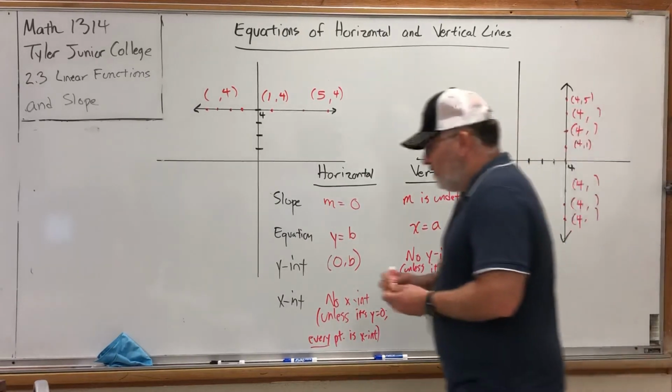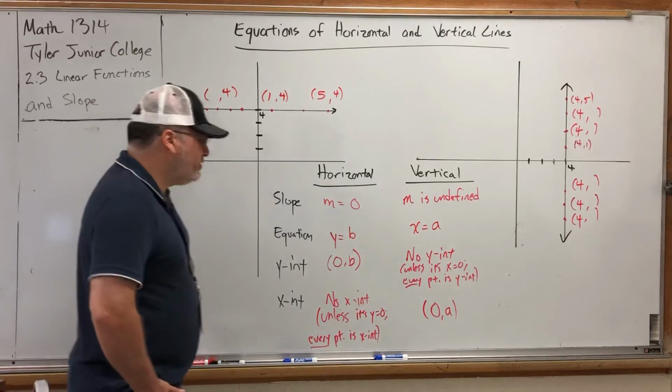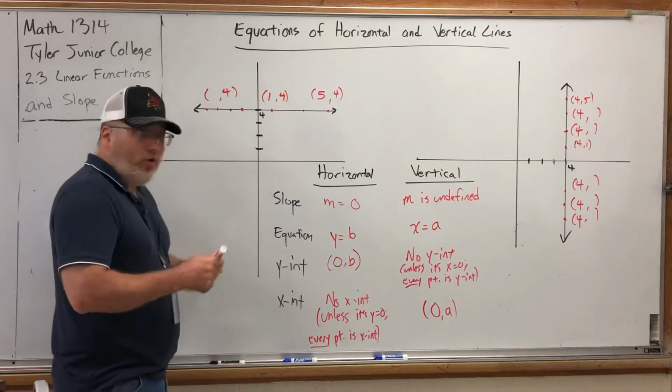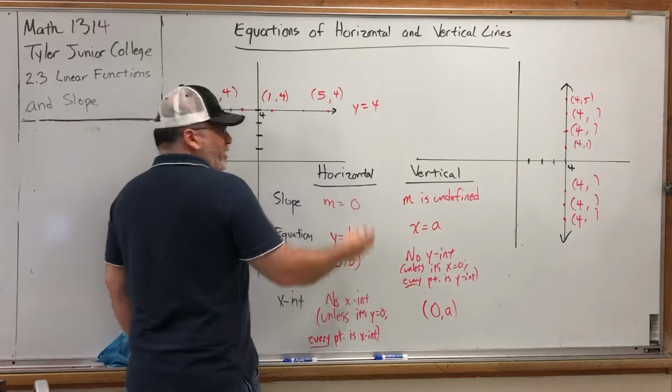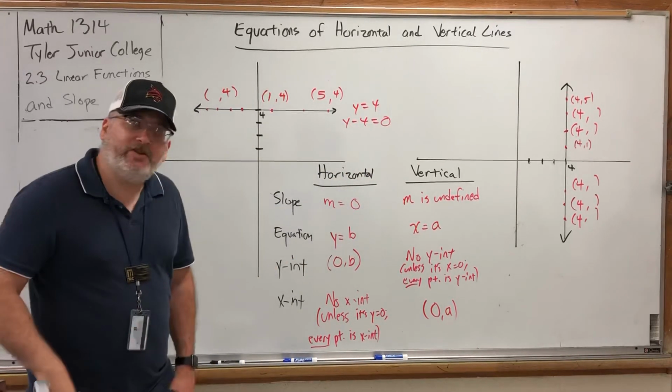So horizontal and vertical lines are actually pretty easy to summarize and describe. Their equations are very simplistic. Now, I must let you know that these equations can come in various forms. For example, this equation is y equals 4, but it could also be y minus 4 equals 0. That's the same equation, just written differently.